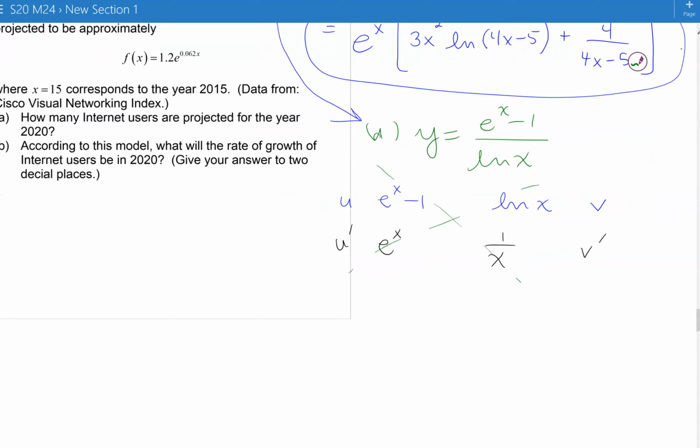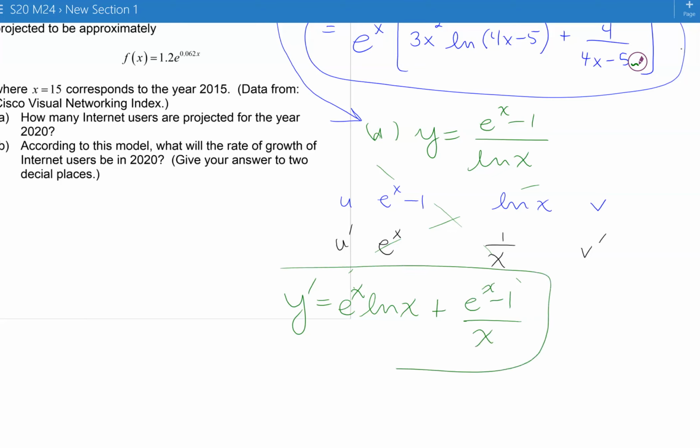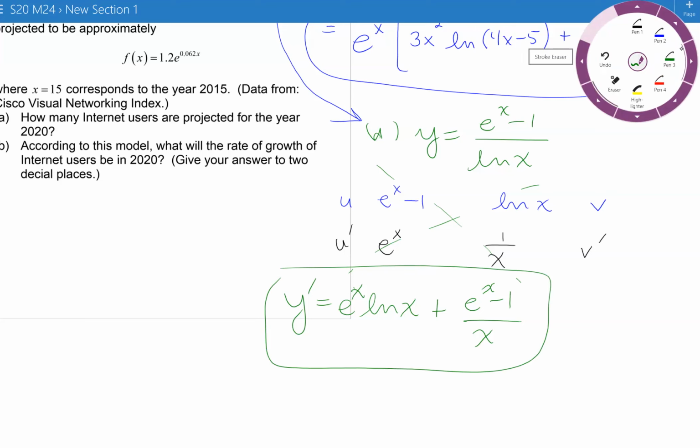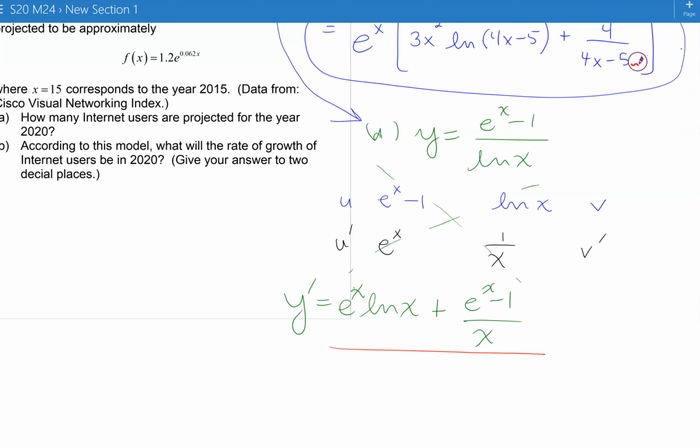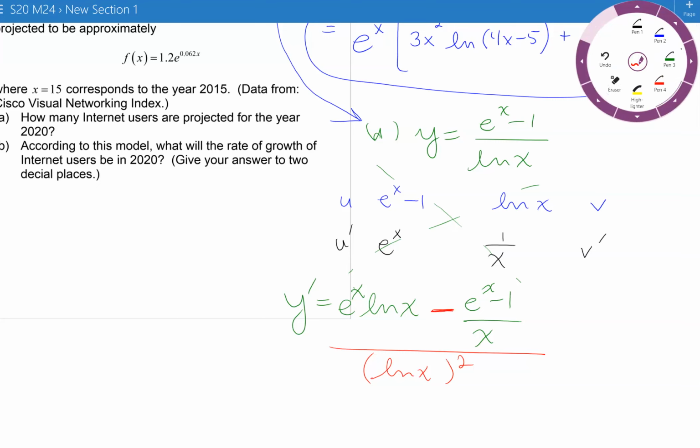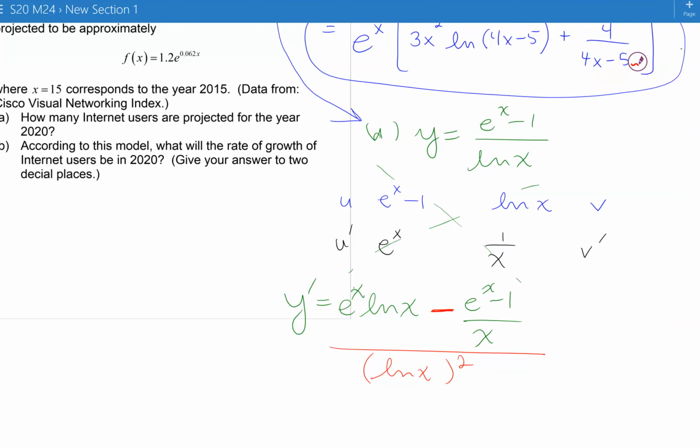So then we're going to multiply and get y prime equals e to the x times the ln of x plus e to the x minus 1 over x. Whoops, that's not the whole thing, is it? Because it's a quotient rule, so I need over the ln of x squared, and in fact, I need a minus, right? So we have a quotient rule.